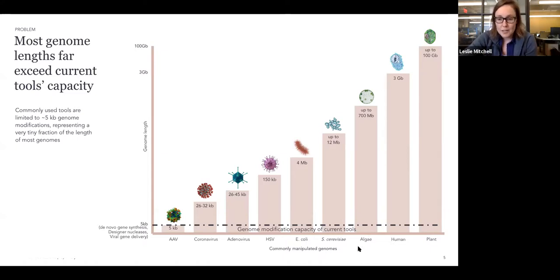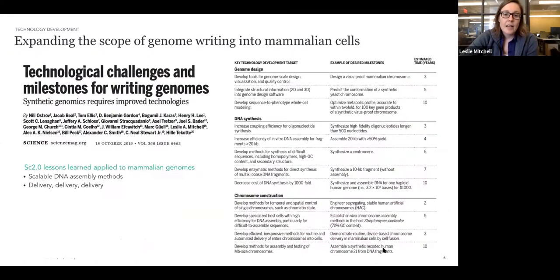And what kind of technology development do we need? This has been formalized in the context of, I'm sure a lot of you are very familiar with, the GP-write project. I think Amy Schwartz is even on the call today. And this idea that there's a whole host of technology challenges related to writing genomes. This was all formalized by Nili Ostrov and a whole group of really wonderful people a couple of years ago in this white paper.